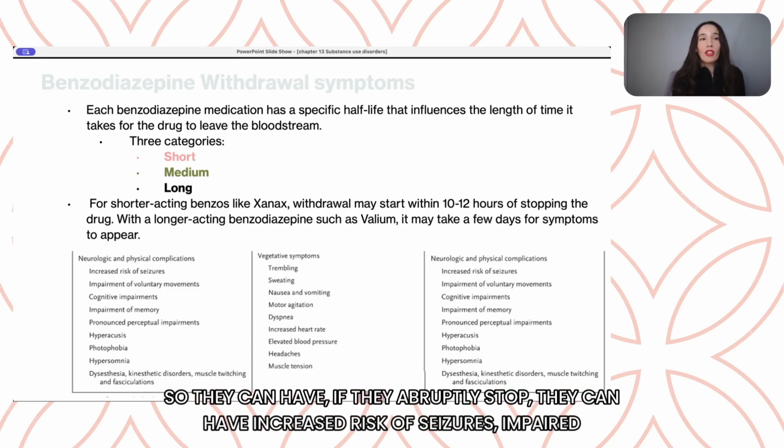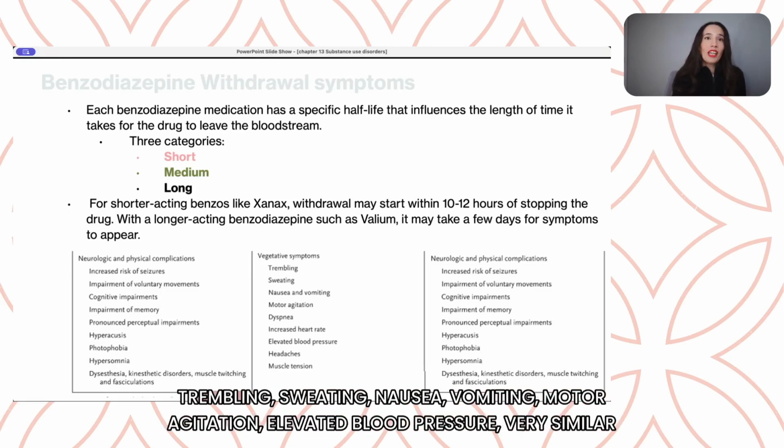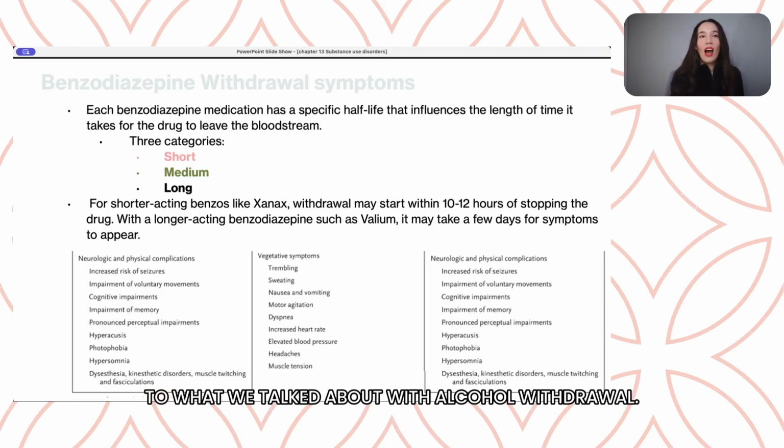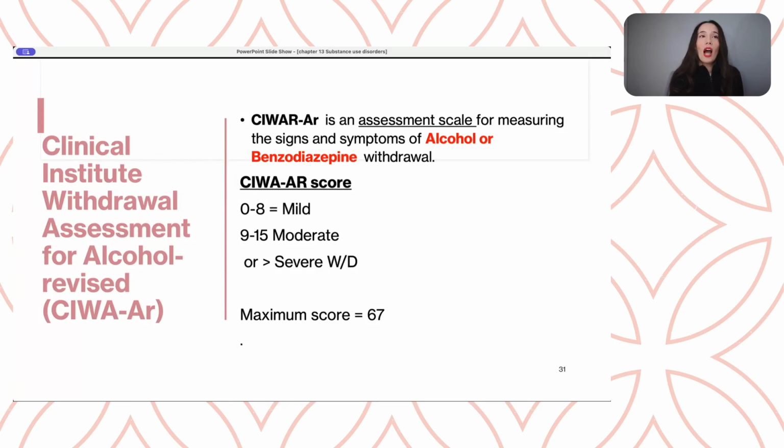So they can have, if they abruptly stop, an increased risk of seizures, impaired voluntary movements, cognitive impairments, problems with memory, photophobia, hypersomnia, trembling, sweating, nausea, vomiting, motor agitation, and elevated blood pressure, very similar to what we talked about with alcohol withdrawal. They're actually very similar.